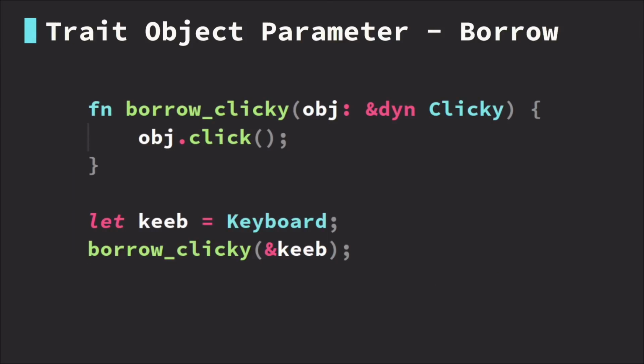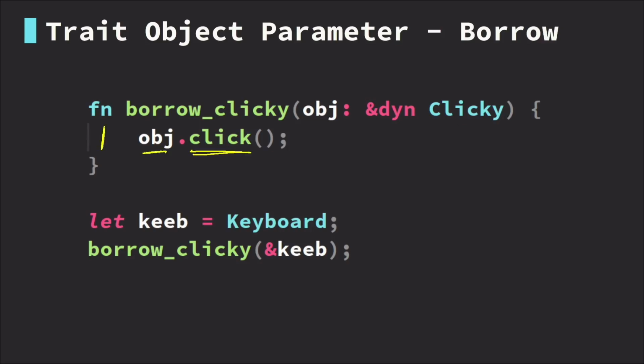Now that we know how to make trait objects, let's see how to utilize them with functions. So here we have a function named borrow clicky. So we're going to be borrowing a trait object for this function. The function parameter is just named obj for object, and it accepts a trait object, as we can see from the din keyword, and it's just borrowing it, and it's going to be the clicky trait that we created earlier.